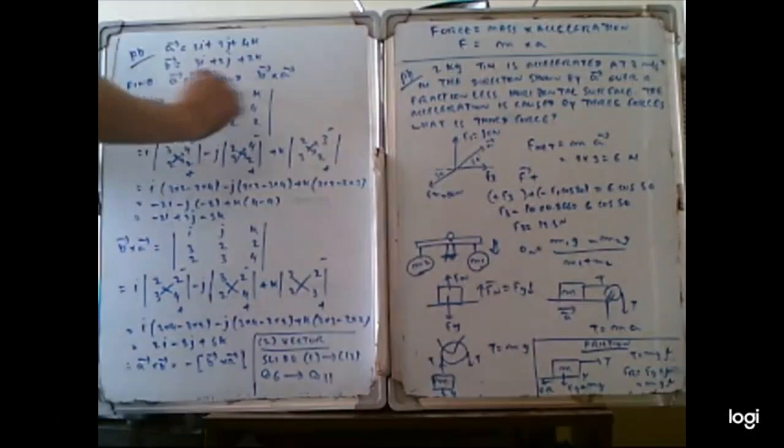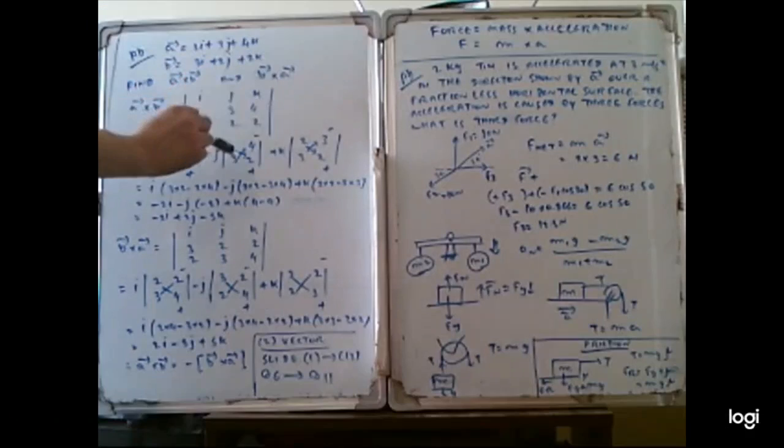Firstly we start with the i. Forget the whole column and the whole row, so write down 3, 2, 4, 2. This diagonal multiplication is positive, this one is negative. And then minus j: forget the whole column and the whole row, so write down 2, 3, 4, 2. This direction is positive, this one is negative.